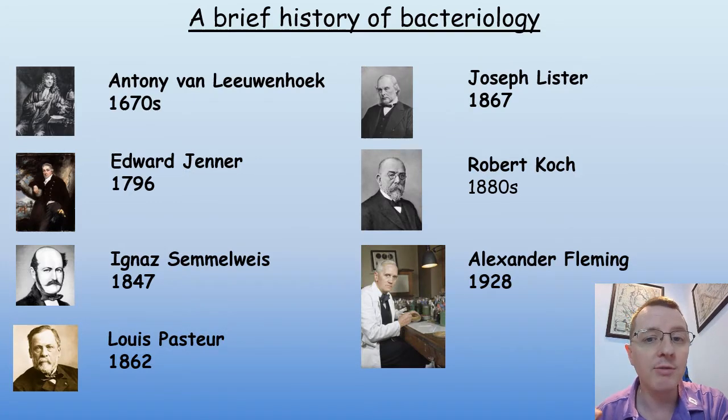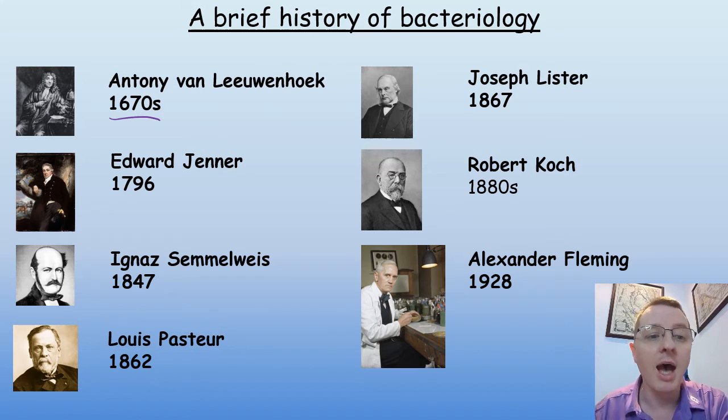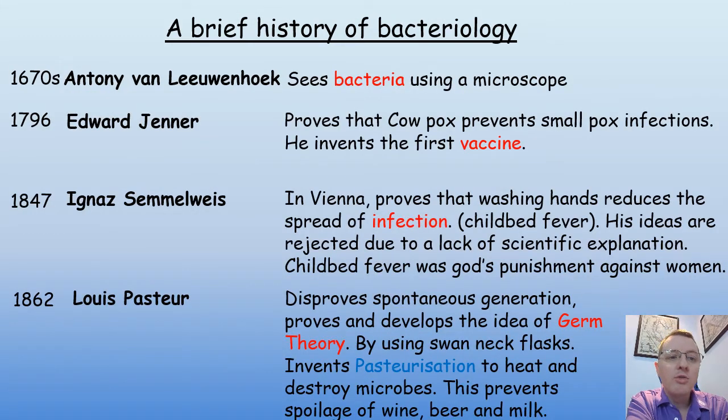We can go back in this history of bacteriology all the way back to the 1670s, and we're going to go through each of these 7 scientists and see how they've contributed to our understanding of disease and the prevention and spread of disease. So the first scientist, Antony van Leeuwenhoek, is the first person in the 1670s to see bacteria using a microscope. Remember, bacteria cells are much smaller than animal or plant cells.